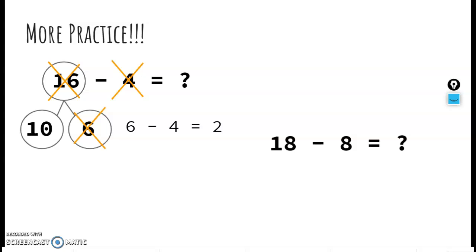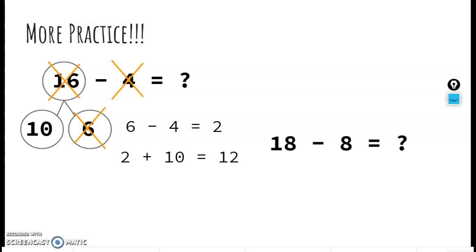All right, and then last I have this 10 at the end. Remember, because it didn't go anywhere, it didn't disappear, it didn't get subtracted, I still have it left over. So I'm going to take my subtraction answer, 6 minus 4 equals 2, and I'm going to add on the 10. 2 plus 10 equals 12. Easy peasy lemon squeezy.